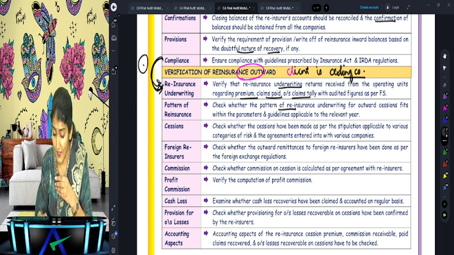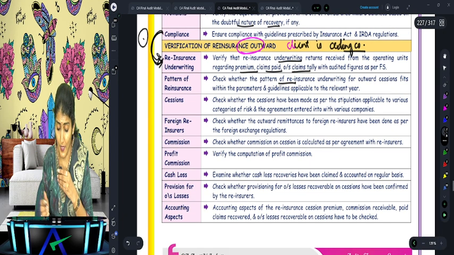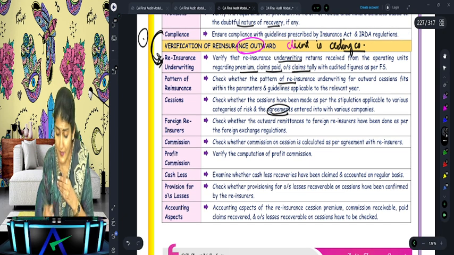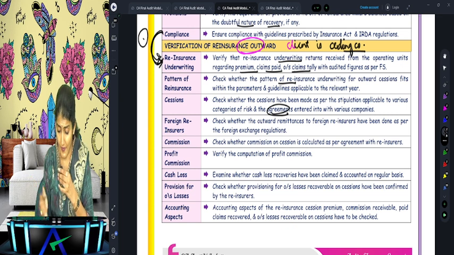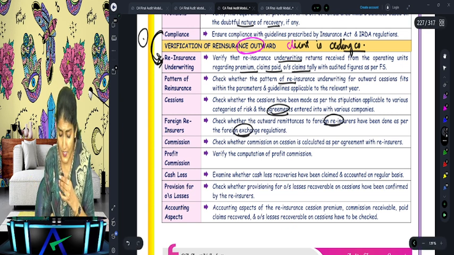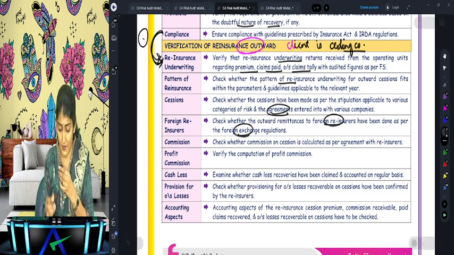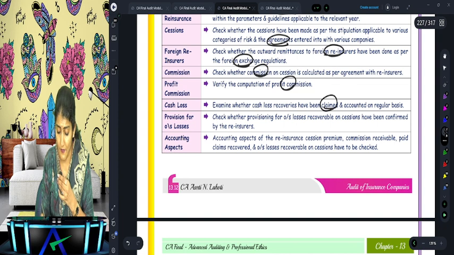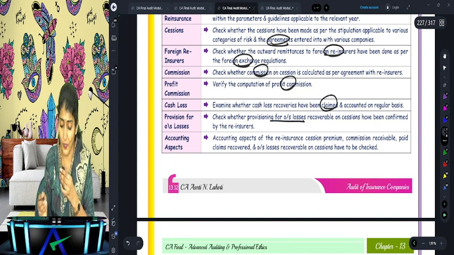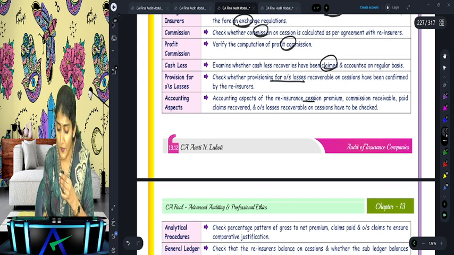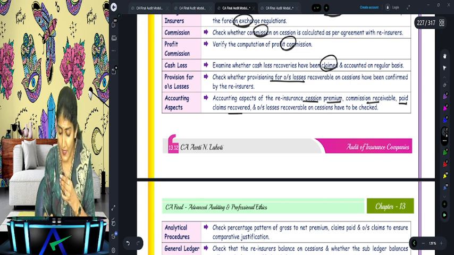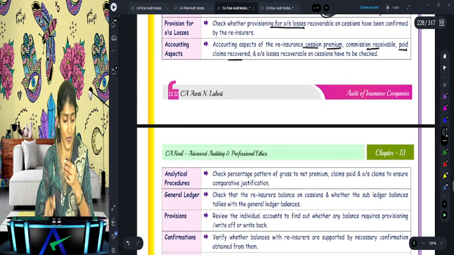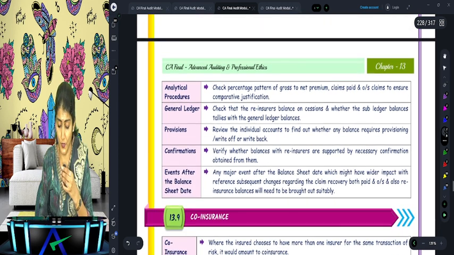Then the cessions have been made as per the stipulation applicable to the various category and the agreements entered into with the various companies. Then for foreign reinsurers, check the foreign exchange regulations. Then commission on the cession has been paid. Computation of the profit commission. Then also the cash loss recoveries have been claimed. Then any provision for the outstanding losses and aspects of reinsurance cession, premium, commission receivable, paid claims recovered, outstanding losses, and so on, right? So those are the accounting aspects you need to consider.